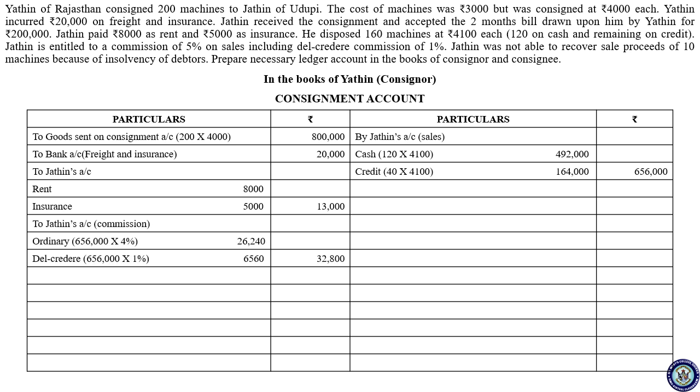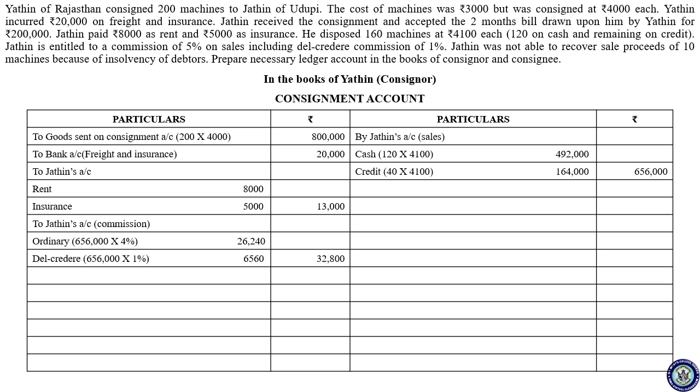Next, commission. So write to Jatin's account, that is commission. There are two types of commission. Actually, there are three types of commission: special commission. Okay, but in this problem one is ordinary and the del credere commission is given. So ordinary, that is 4%, and del credere, that is 1%. I have explained how you got 4 and 1%, right? I hope you understood that.